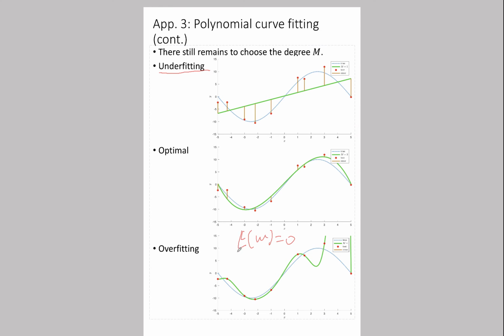However, as it can be seen from the figure, the fitted curve oscillates wildly and gives a very poor representation of the true function sine of 2 pi x. This is an example of overfitting, a crucial aspect of many machine learning algorithms that should be avoided. Overfitting is the antonym of generalization.